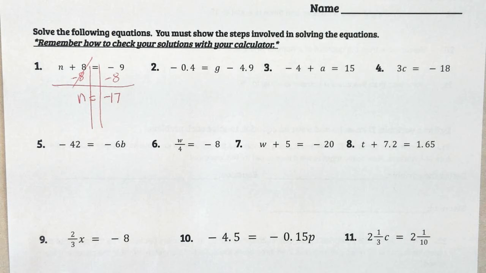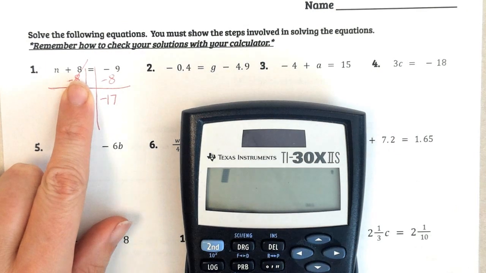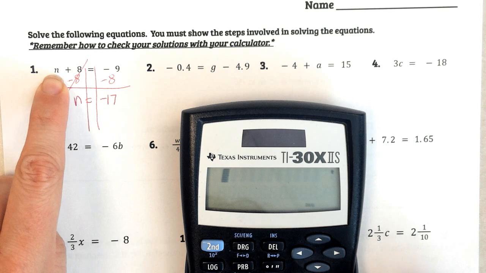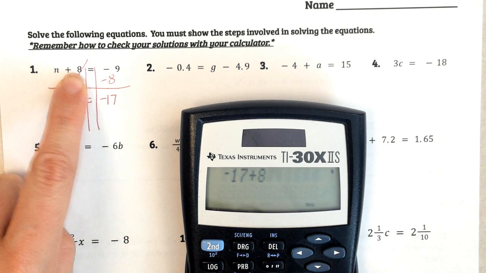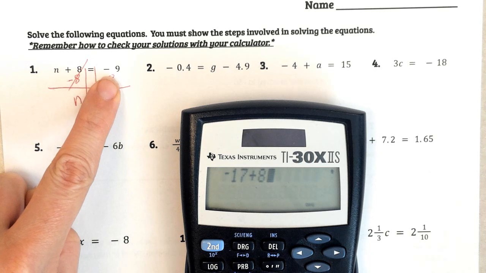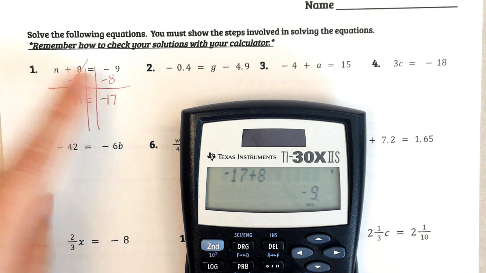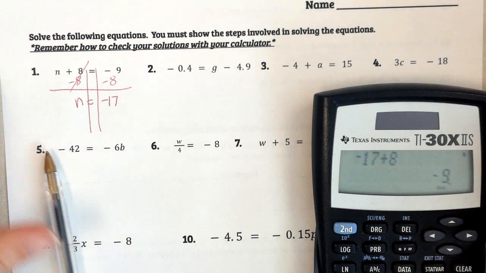On this problem, sorry, I was looking for my calculator. Okay, on this problem, the way you would check is my n would be negative 17 plus 8, and when I hit equals, it should give me that negative 9, and it did, so I know that it works.